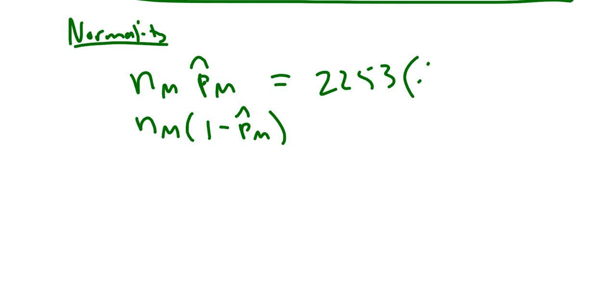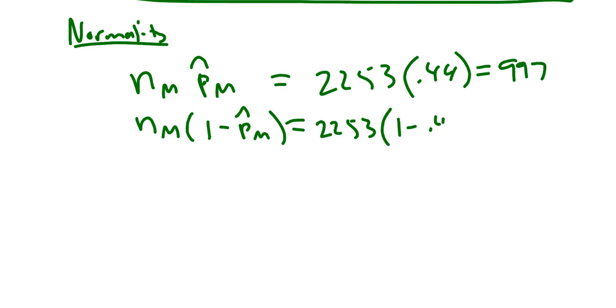2253 times 0.44, and you're going to get 997. And so then when you do 2253 times 1 minus 0.44, or 0.56, you will get the other men that didn't say yes, they're still living with their parents. So that's this number. Either way, they're both greater than or equal to 10, so that's a good start.